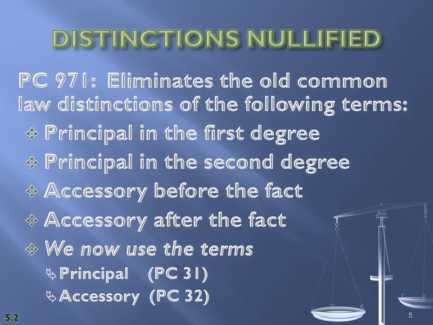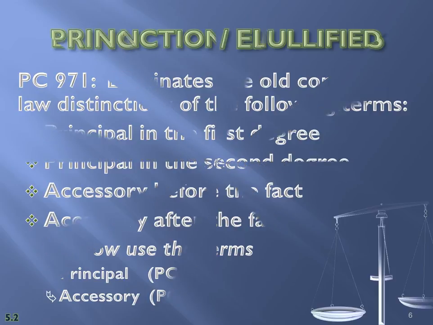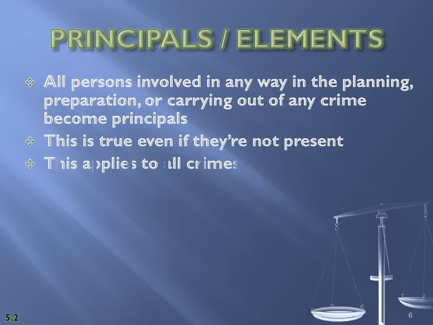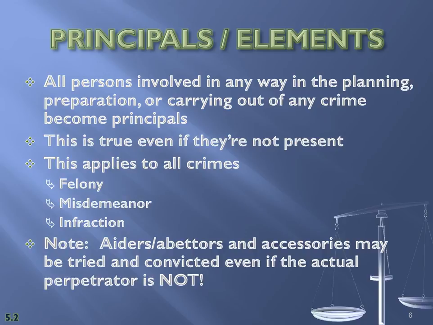Now this Distinctions Nullified basically says, hey, you know what? We're just going to use two terms here now. We're going to have Penal Code 31 that defines what a principal is, and we're going to have Penal Code 32 that defines what an accessory is, and we're not going to have all the other stuff. So now there's just two. So pretty self-explanatory, but it does help you at least kind of understand what it is when we're talking about principals and accessories. So what are the elements of being a principal?